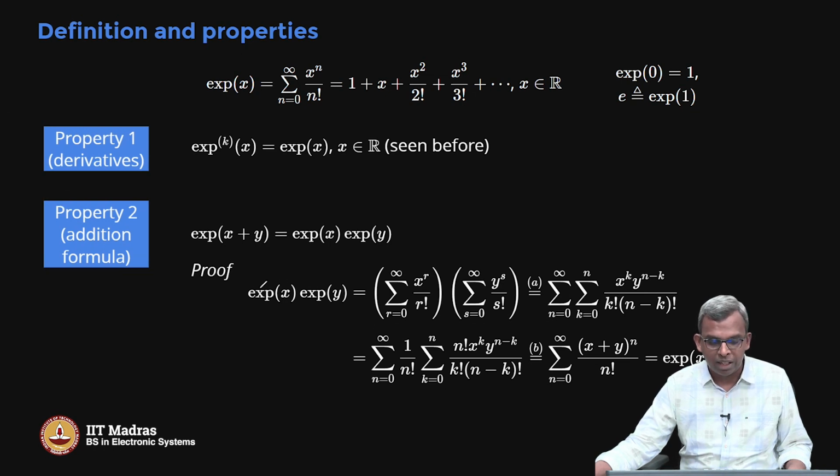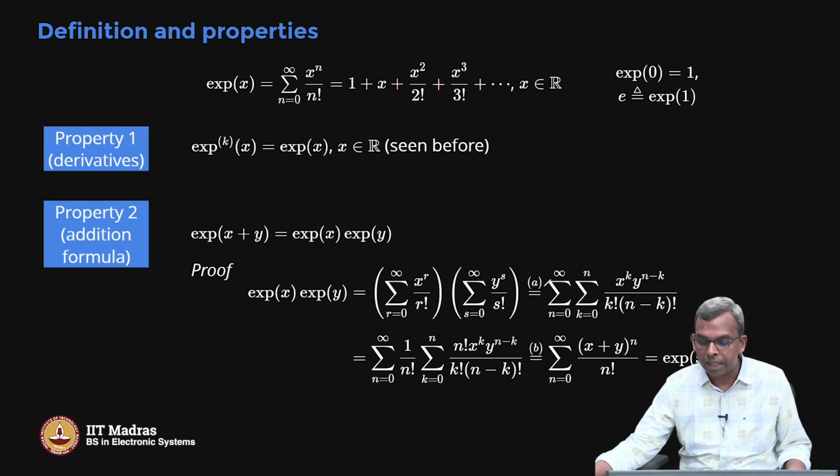Okay, so you have exp of x times exp of y. This is exp of x, right? In the summation I've used a dummy variable r. In these kind of summation tricks, you will see that you have to use two dummy variables. You can't use the same variable, right? Because this is going in one sum, this is going in another sum. You are multiplying this with y power s by s factorial.